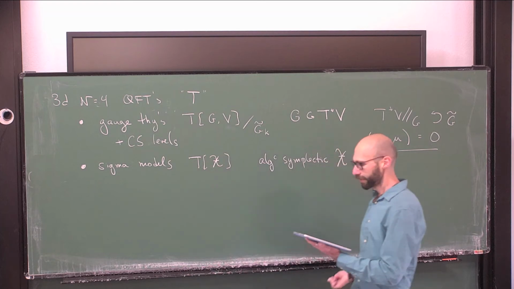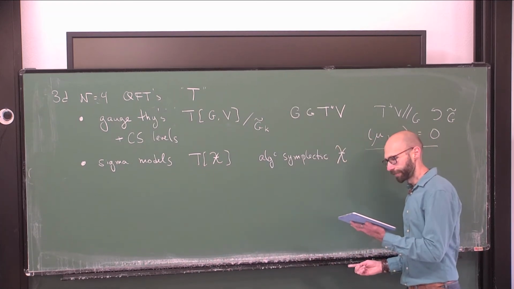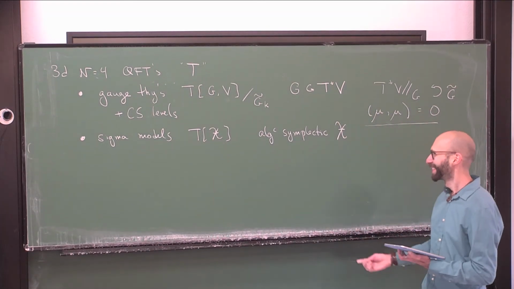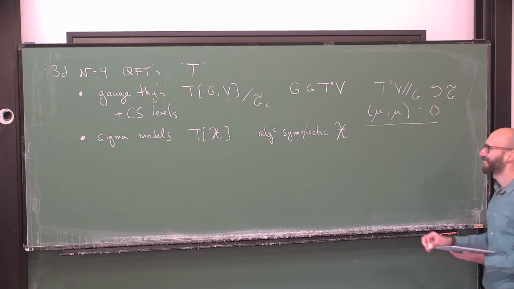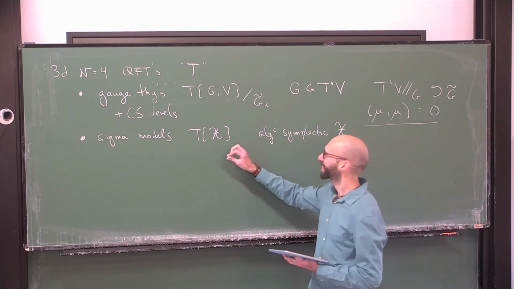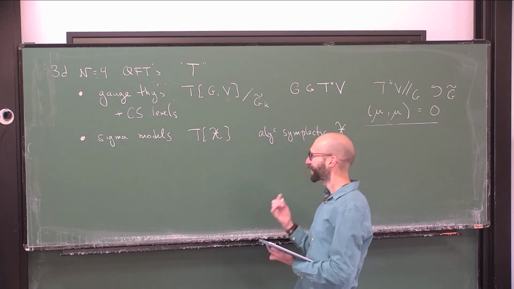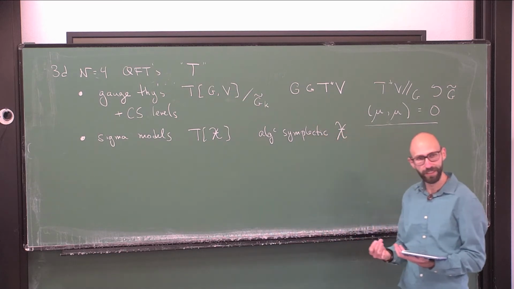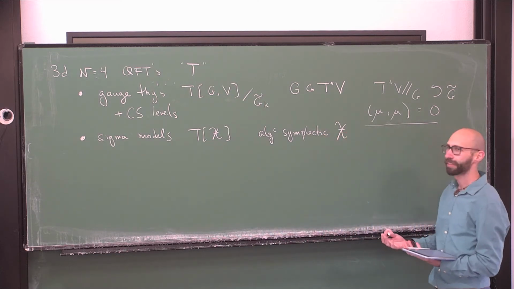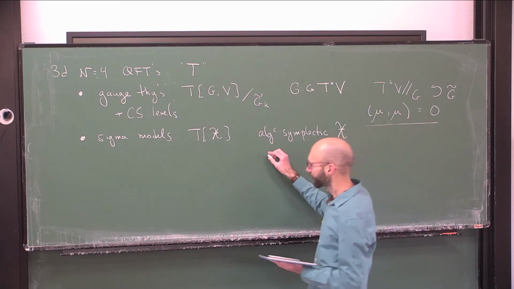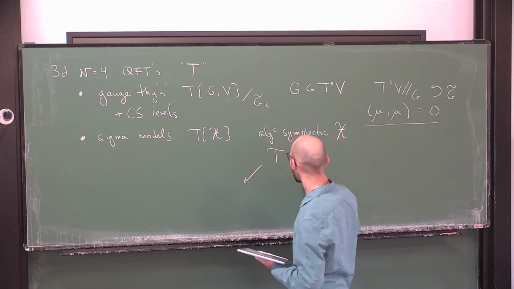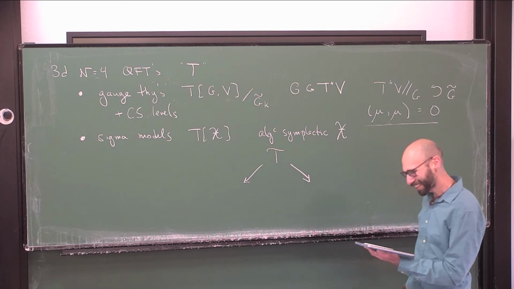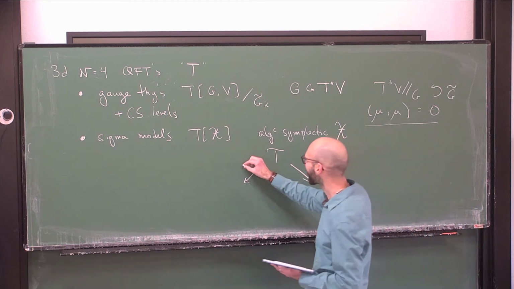Any such 3D TQFT, up to some anomaly issues that I don't want to get into, admits two topological twists. There should be two ways to extract a TQFT functor from this data. These two ways to extract a TQFT functor are called A and B twists.